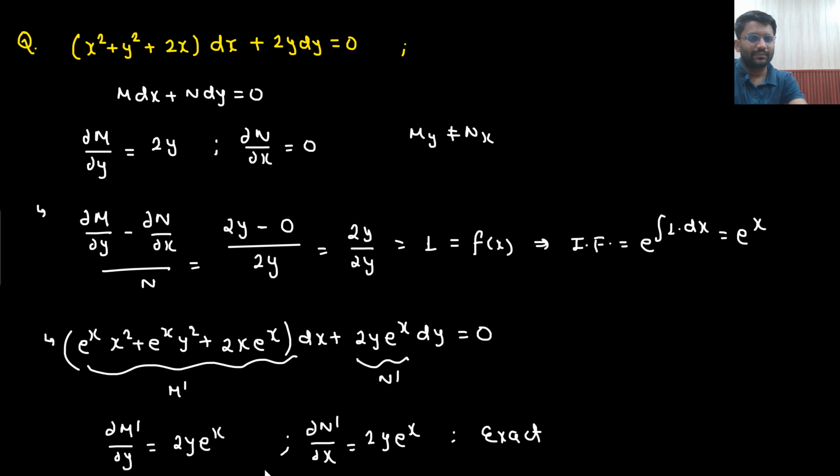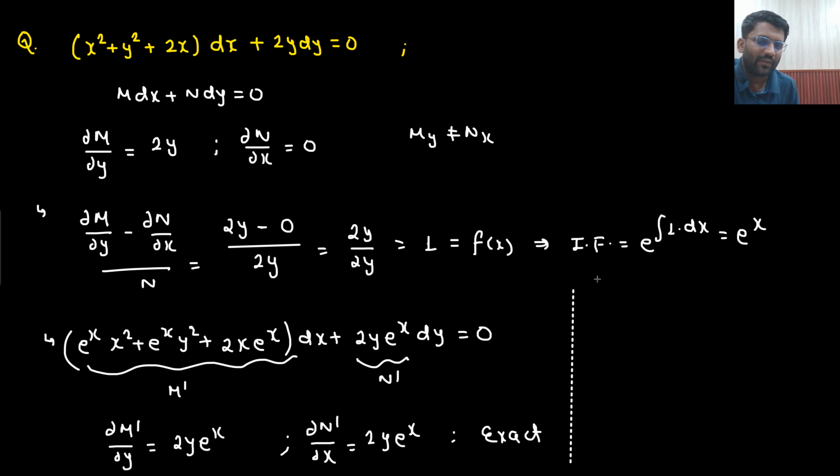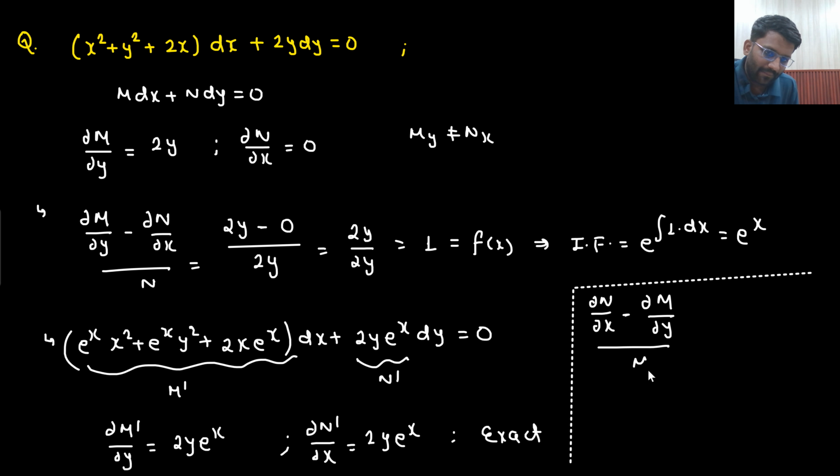Understandable? Well and good. Now here someone would say that, sir, you applied this method, del m by del y minus del n by del x divided by n. Sir, what if I would have done the opposite? That means, sir, what if I would have partially differentiated n with respect to x? Same differentiation I am putting, but just that, sir, I am interchanging them, divided by m. So, sir, what will I be getting? I am expecting it to be a function of y. Do I get a function of y?